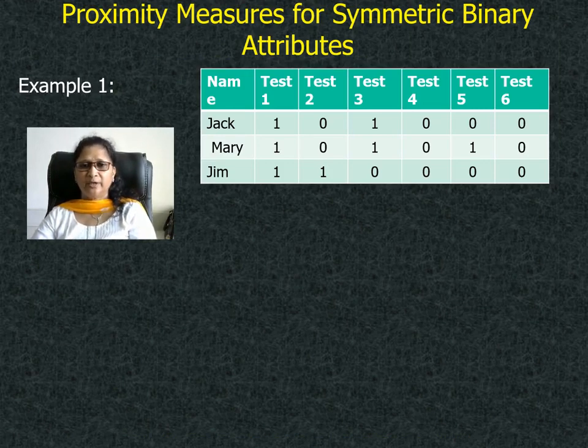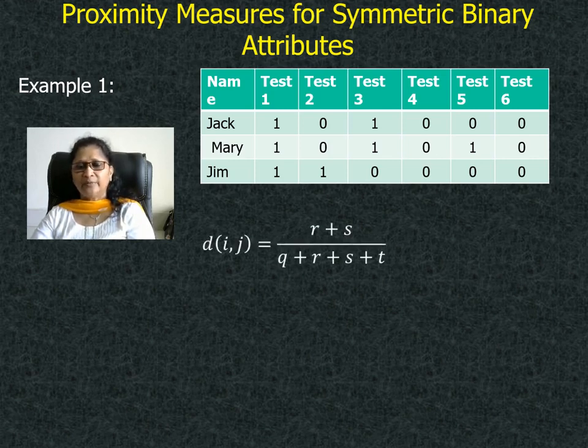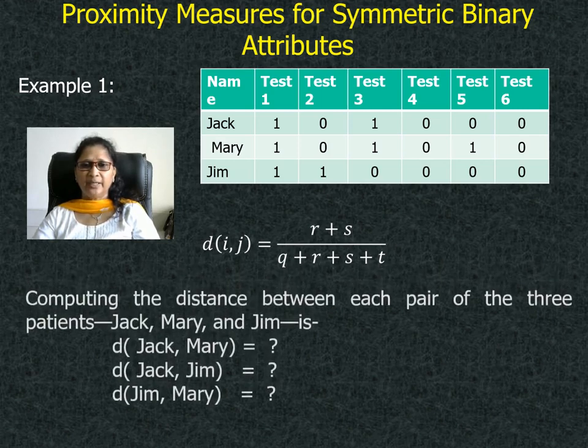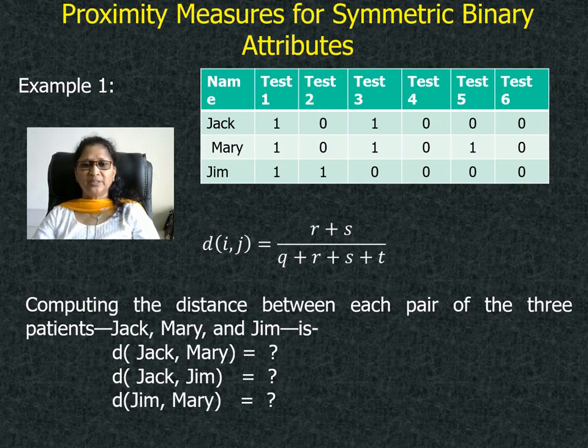So look at this table. We have 3 records for 3 persons, Jack, Mary and Jim, and there are 6 features titled test 1 up to test 6. These are symmetric binary attributes whose values are listed in the table. And we have to compute dissimilarity between each two objects, that is Jack and Mary, Jack and Jim, and similarly Mary and Jim. To compute this distance between each pair of these patients, we shall be using our formula for computing dissimilarity. And for that we need to compute a contingency matrix for each two of them.